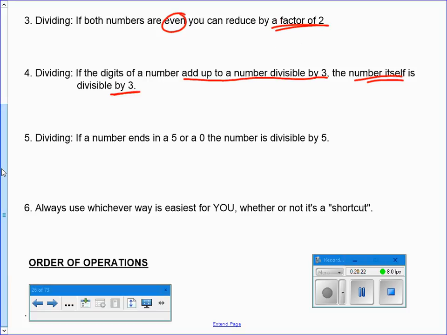And one more for working with division. If a number ends in either a 5 or a 0, it's divisible by 5. You notice how on your calculator sheet, every number in the 5 row or 5 column ends in either a 0 or a 5.